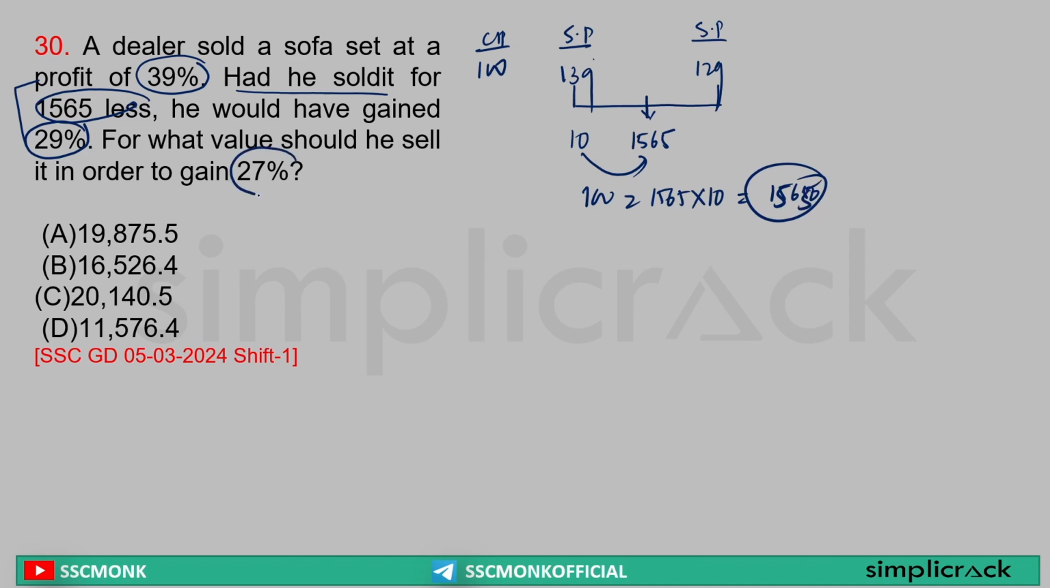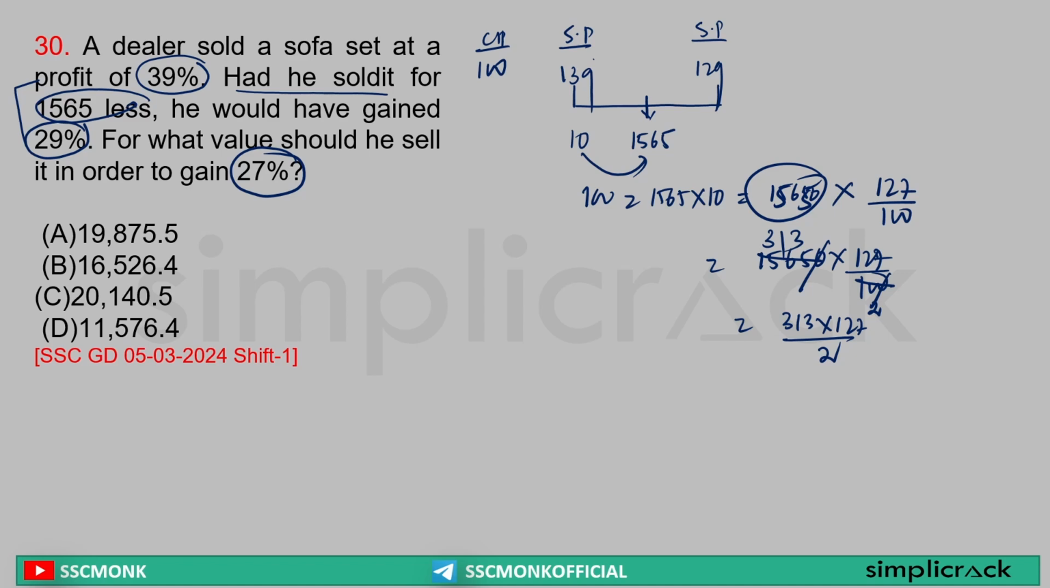Now he wants to gain a 27% profit. That means 127 by 100, or I can write 15650 into 127 by 100 for clarity. 0 0 crossed out, 5 2s are 10, 5 3s are 15, 5 1s are 5, 5 3s are 15. Yes or no? Yes. Now on the upper part it is 313 into 127, on the lower part divided by 2. Now I can do the simple multiplication and solve the question.